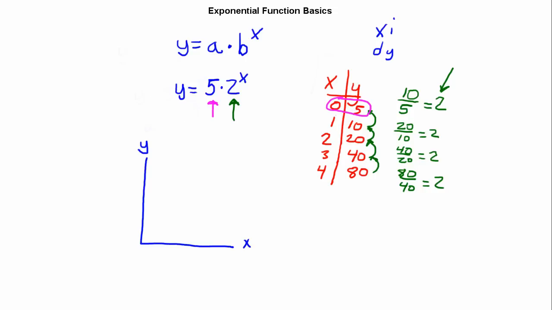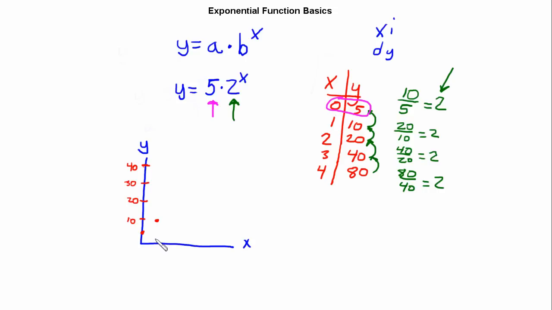So I'll plot these in red. Okay, so we have the point 0, 5, so we'll put that, say, right here. Then we have the point 1, 10, so I'm going to put that right here. Then we have the point 2, 20, so I really need to label our axis here, so I'm going to put 10, 20, 30, 40 here on our y-axis.